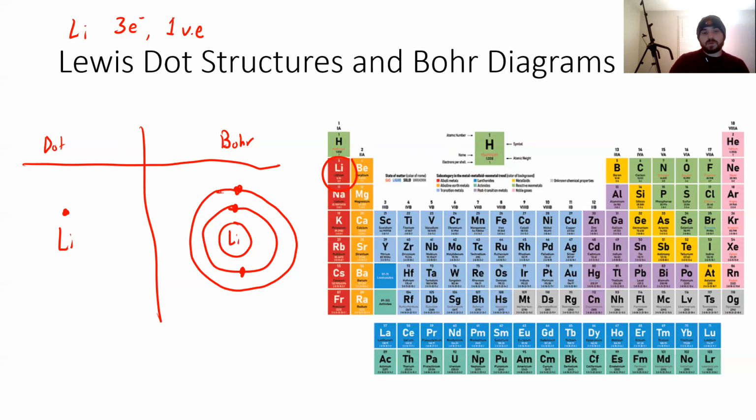So it's worth knowing which one is which. We should know the Bohr diagrams are the ones that show the energy levels. They show all of the electrons. Dot structures just show the valence electrons, and they don't show any of the inner energy levels. So that's important to note.